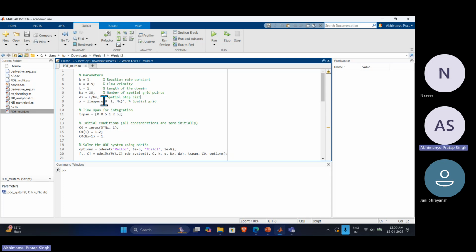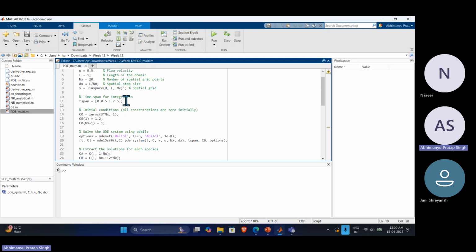Okay. So I will create this spatial grid, and then I am solving for the time steps 0, 0.5, 1, 2, 5. Since I'm using ODE15s, it will give me a solution only for these time steps. It will solve internally for all the time steps in between also, but I will get the solution in the output only for these time steps.